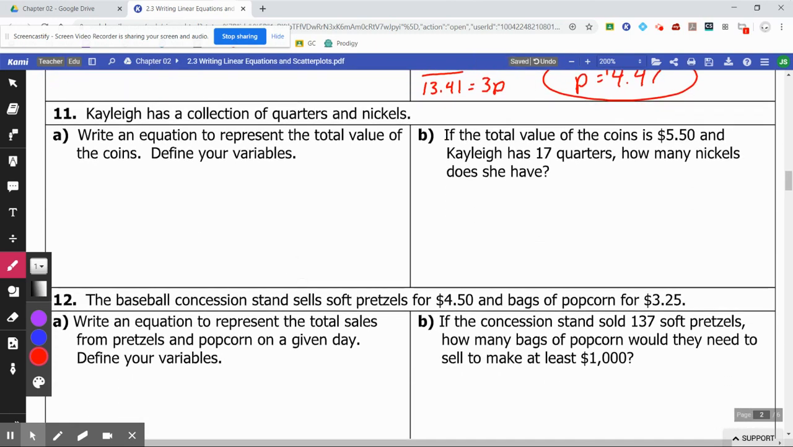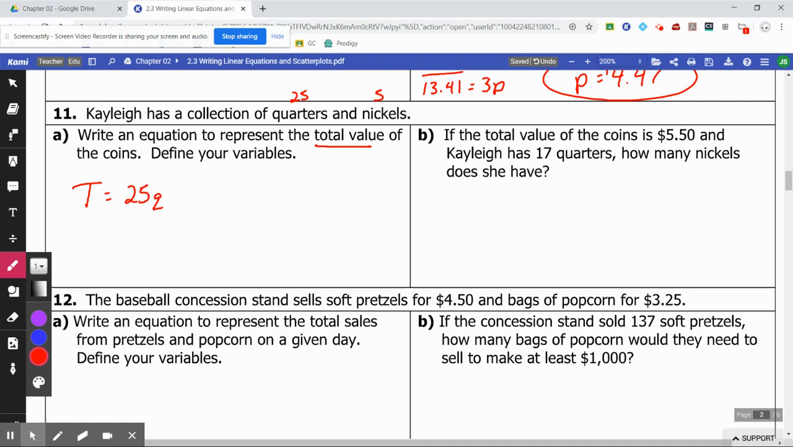Number 11, again, we're talking standard form here. Kinley has a collection of quarters and nickels. And we know that quarters, of course, are worth 25 cents. Nickels are worth 5 if we need that information. Write an equation, determine the total value. The total value will equal 25 times the number of quarters she has. We'll do Q's for quarters. So if she has 1 quarter, 25 times 1. 2 quarters, 25 times 2.